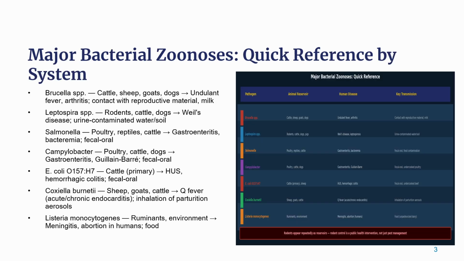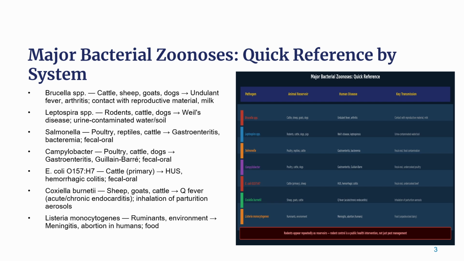This is your at a glance reference, but don't memorize it. Understand the patterns. Notice that rodents appear repeatedly as reservoirs: Yersinia pestis, Francisella, Leptospira. Rodent control on farms is not just an agricultural annoyance, it's a public health intervention.